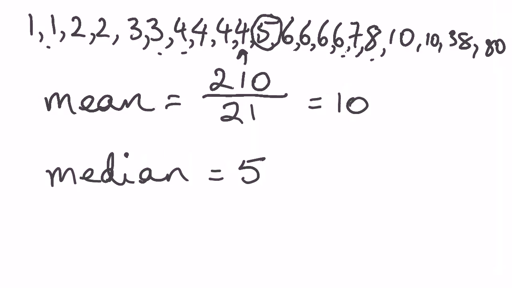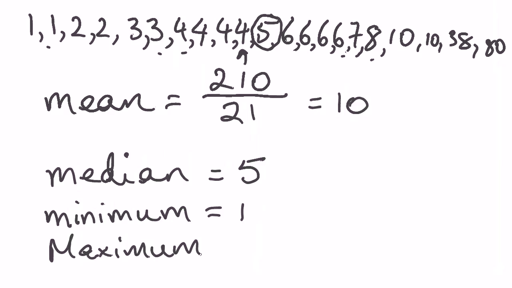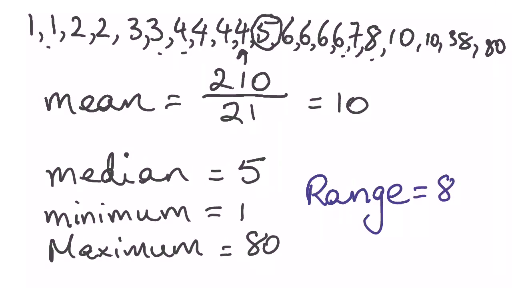I don't have it written up there on the slides, but looking back down to the example I've got written in front of me with the sick days, I can see that my minimum value is 1 and my maximum value is 80. So my range, therefore, is going to be 80 minus 1, which is 79.